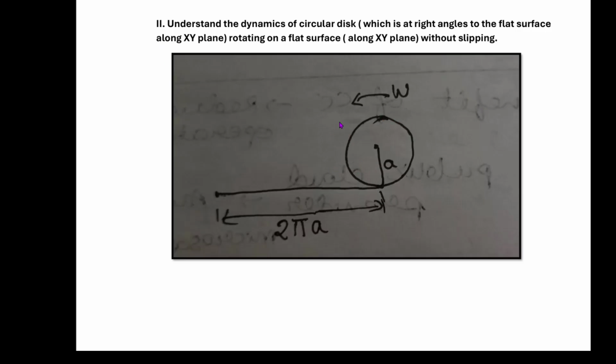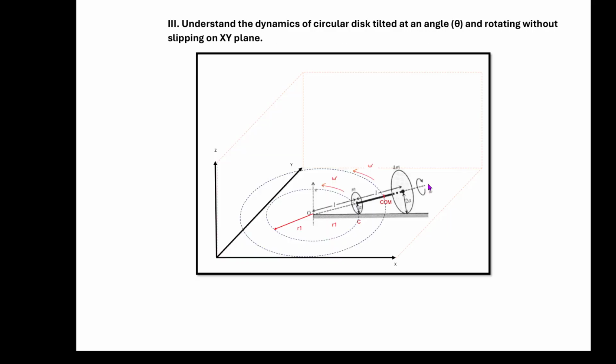Now when we have a disk which is kept at right angles to the surface, and it is set rotating with an angular speed of omega, then it will rotate and it will travel in a straight line, and in one rotation of this, the circumference is 2 pi a, so it will cover a distance of 2 pi a. So this point will again come into touch with the surface here after 2 pi a. So this is how the calculation is to be done.